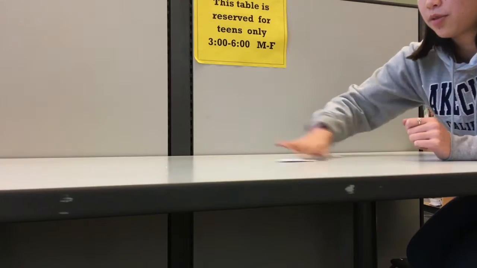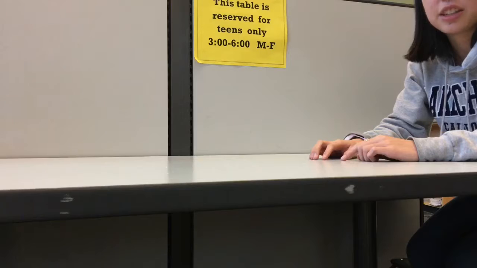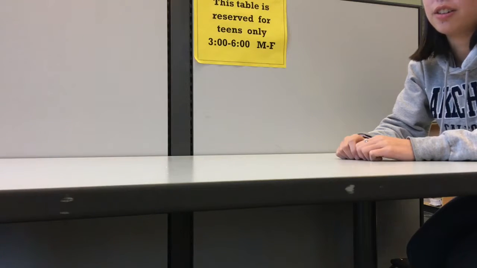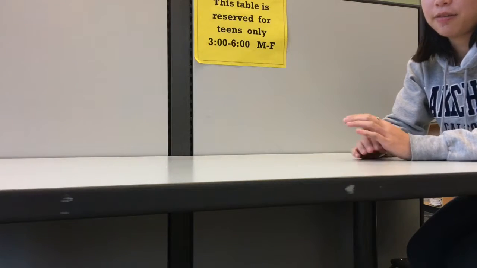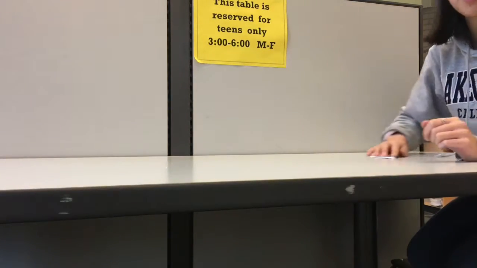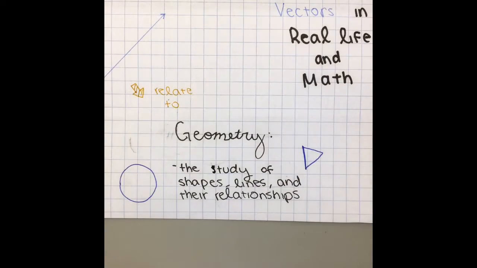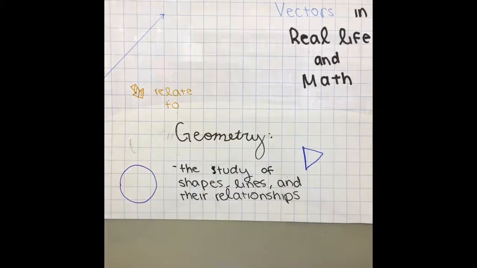After the football moves 4 feet, Callum then flicked it. It traveled at a 45-degree angle upward 5 feet. In order to reach the goal, the vectors of the football moving horizontally and upward had to be added. Vectors are a part of the geometry branch of math, or the study of shapes, lines, and their relationships.